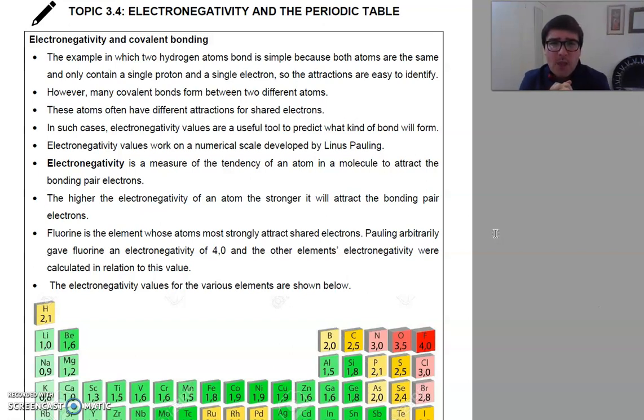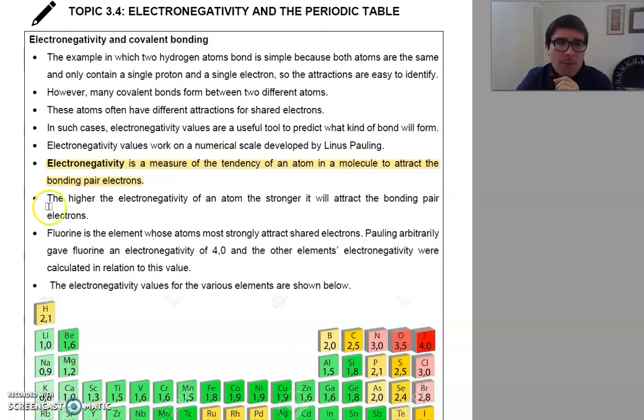So the first important thing that you need to take note of is the definition of electronegativity. Electronegativity is defined as a measure of the tendency of an atom in a molecule to attract the bonding pair electrons. Okay, so let's break it down. What does it mean? A measure, so it gives us an indication of how strongly an atom that's within a molecule will attract the bonding pair electrons.